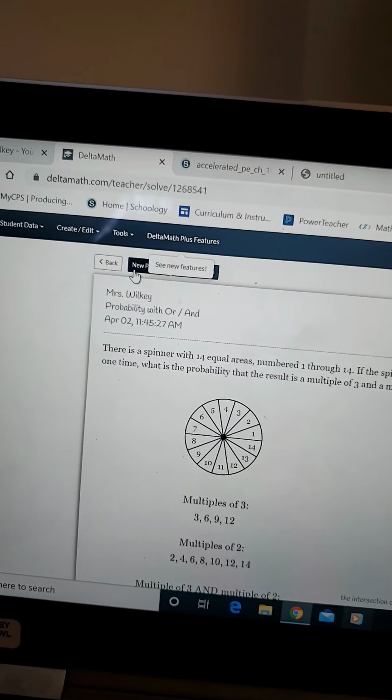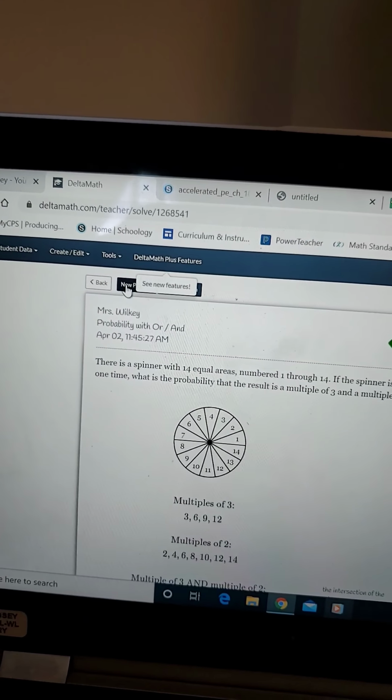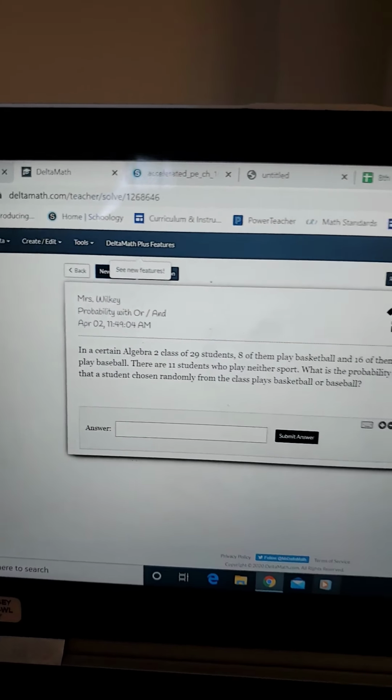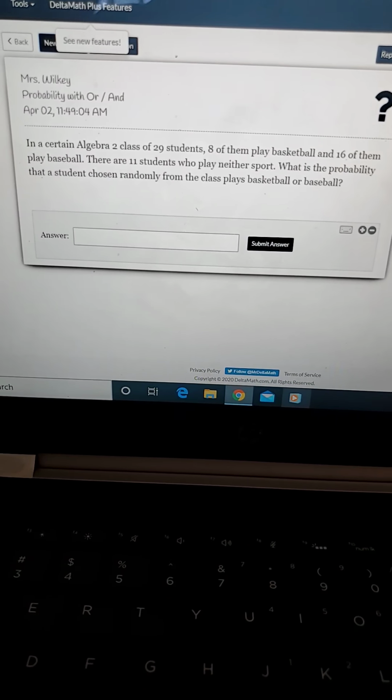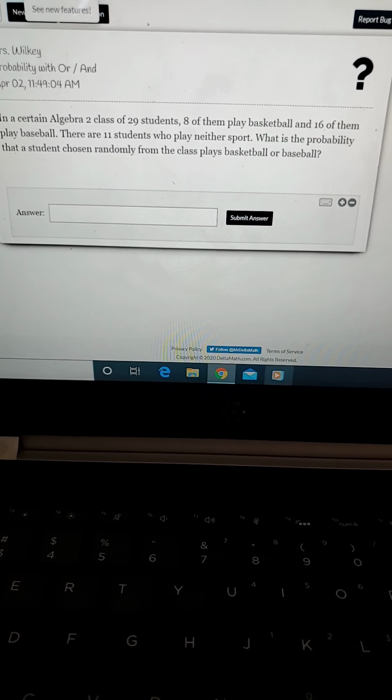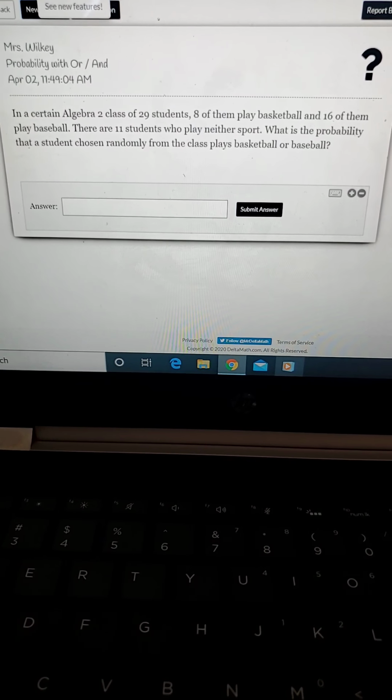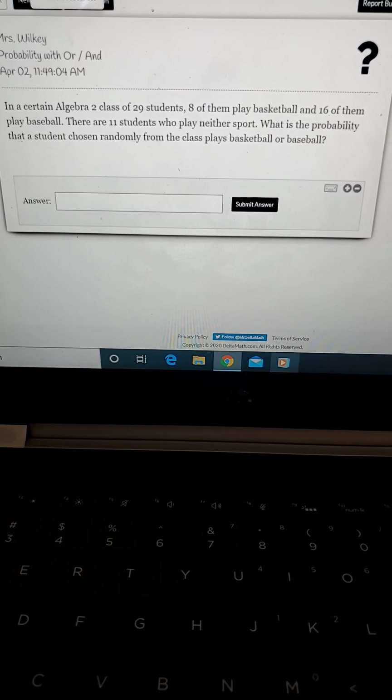Okay, now I want to look at a problem that's not an and question. I want to look at an or question. All right, so here's one. In a certain Algebra 2 class of 29 students, 8 of them play basketball, 16 of them play baseball. There are 11 students who play neither.